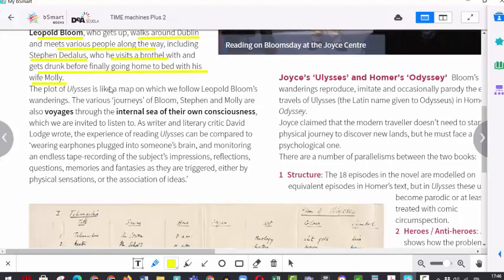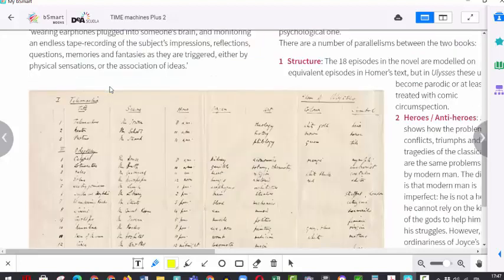It's possible to follow the plot of Ulysses like a map, and it's quite realistic because Dublin is perfectly represented in all its streets and buildings. We can talk about a book dealing with traveling. These voyages are inside the consciousness of the protagonists, and there are associations of ideas, memories, and fantasy that trigger the wanderings of the mind.